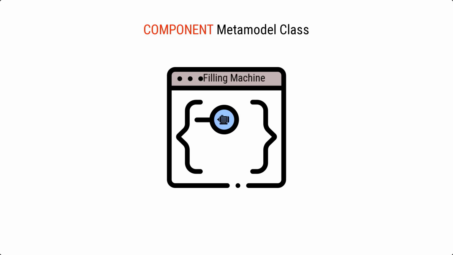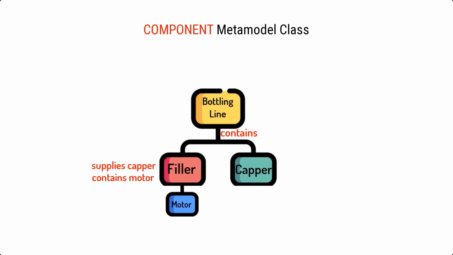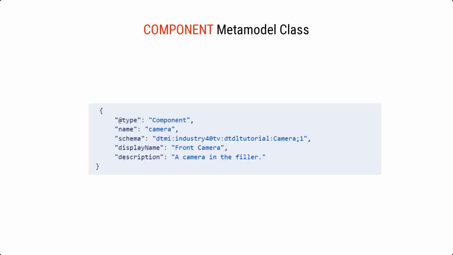The answer is, use a component to describe something that is an integral part of your solution but doesn't need a separate identity and doesn't need to be reflected in the twin graph independently. If you want your motor to have an independent existence in the twin graph, then you need to represent it as a separate digital model and only connect it to the filling machine using relationships. Here is an example that shows how a camera would be referenced as a component within a filling machine digital model. In this case, schema is used to reference the camera model using its unique identifier.